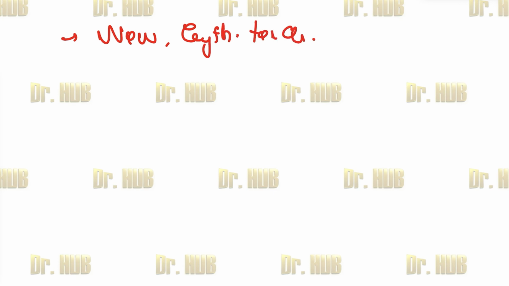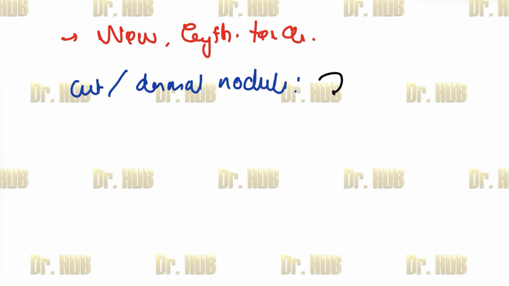Next, we look at how the lesions are. They are new, erythematous and tender, and the cutaneous and dermal nodules are widely distributed over the extremities and also the face. The existing lesions do not change.